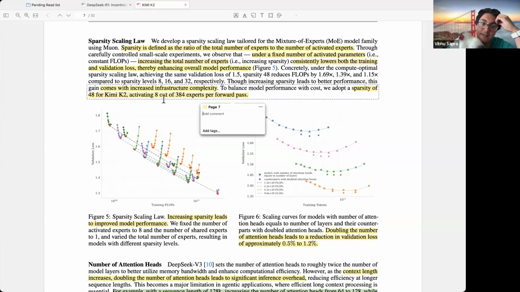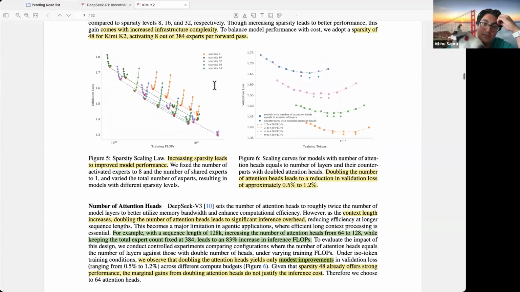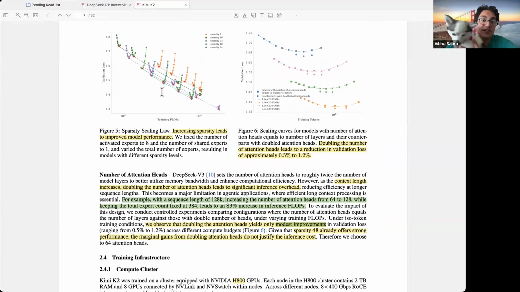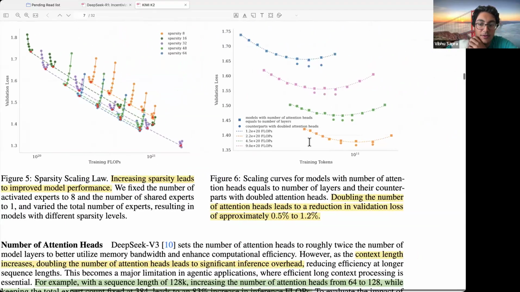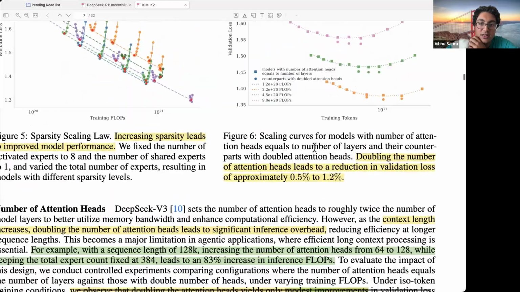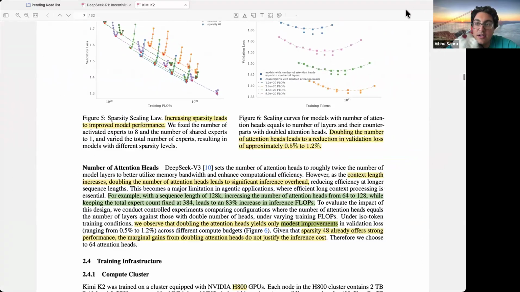So they have a sparsity of 48, achieving activating 8 out of 384 experts per forward pass. Here's kind of their laws. So increased sparsity, better performance. Doubling the number of attention heads, they also checked. It didn't take much of a hit. I think this is the next section.